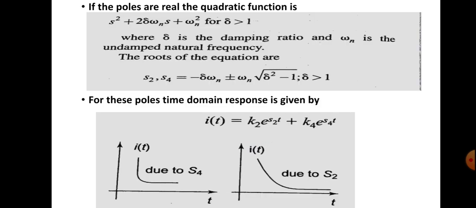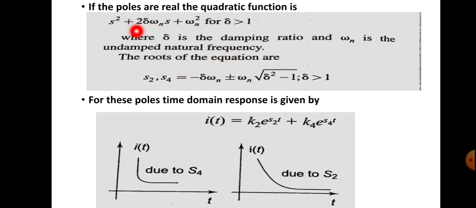If the poles are real, then the quadratic function corresponding to those poles will be like this: s square plus 2 delta omega n s plus omega n square, for delta greater than 1. That means if this is the form of the equation, then its roots will be real. In this case the delta value will be greater than 1, where delta is the damping ratio and omega n is the undamped natural frequency.